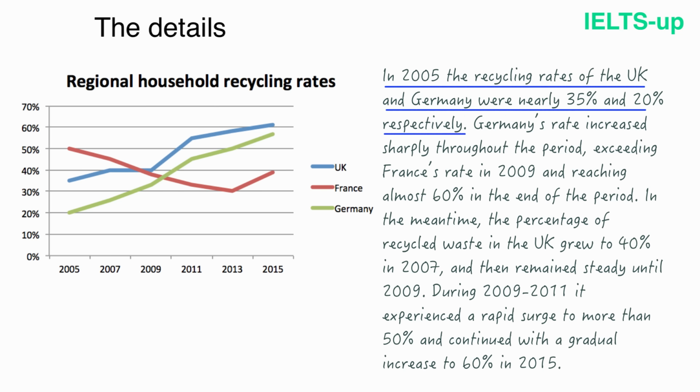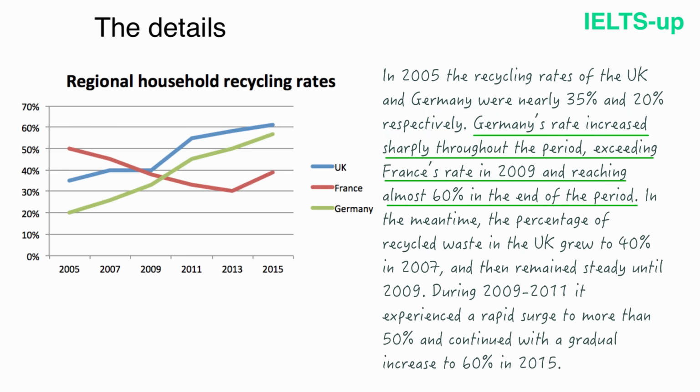I started by describing the data in the beginning of our time period. In 2005, the recycling rates of the UK and Germany were nearly 35% and 20% respectively. After that, I describe how Germany's rate changed, providing the percentages in some important points, and in the end of our time period. Germany's rate increased sharply throughout the period, exceeding France's rate in 2009 and reaching almost 60% at the end of the period.